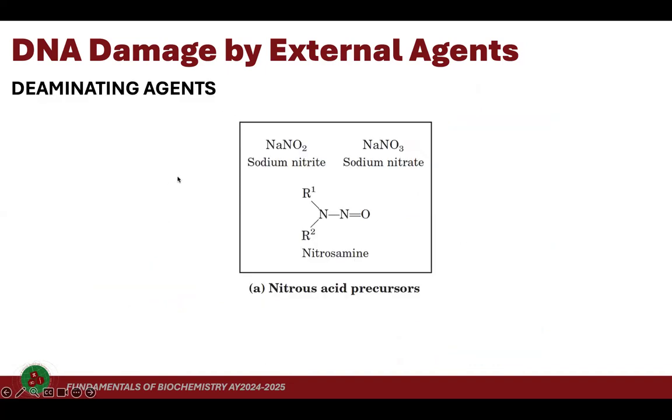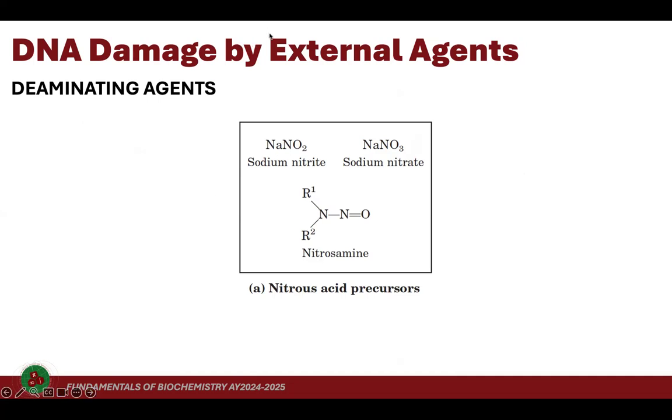Next are deaminating agents. So in the previous item, your external agent would be high energy, right? That high energy can come from UV light or radiation, such as X-rays. Now we have chemical reagents, to be more specific, deaminating agents. From the term itself, these chemical compounds cause the deamination of your nitrogenous bases. This is different from the spontaneous deamination that we saw a few slides back.